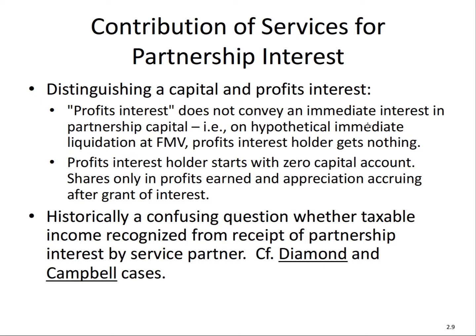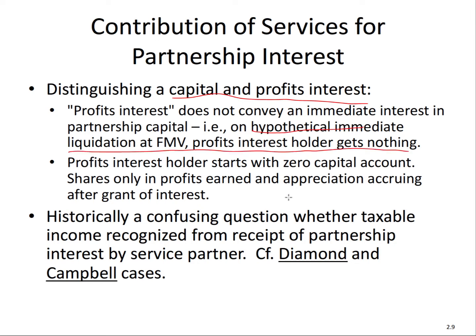Now, if you do have services, if you are a partner that's contributing services in exchange for an interest, you have to distinguish between a capital and profits interest. So first, before I give you the rules, the distinction, I want to distinguish what they are economically. A profits interest just means that you do not have any capital when you receive the interest, or ever. So if there's a hypothetical immediate liquidation, a profits interest holder gets nothing because there's no liquidation value.